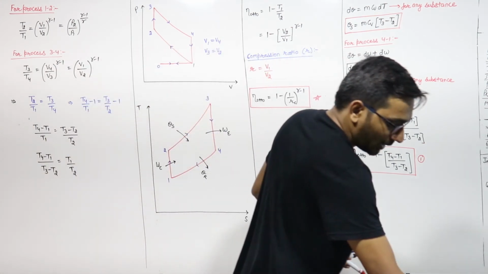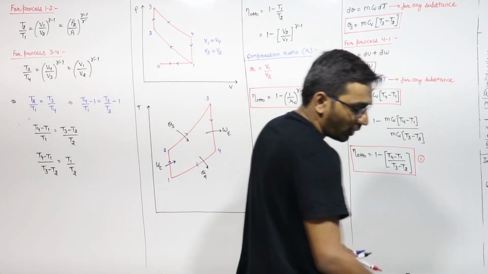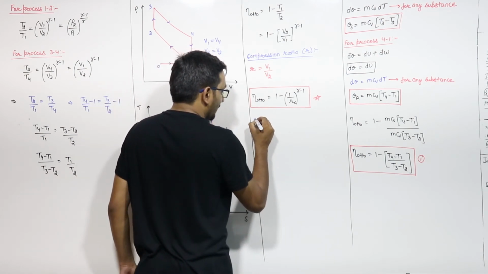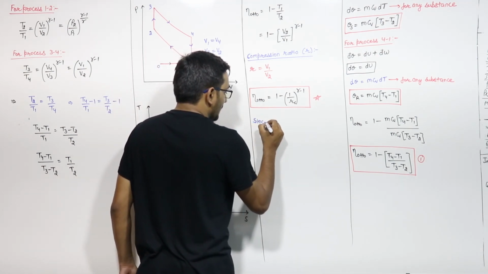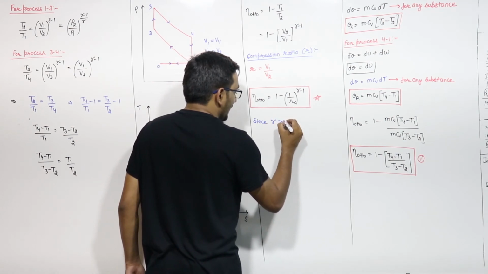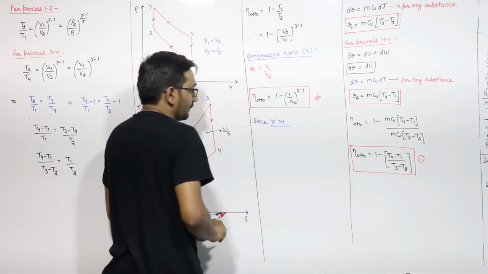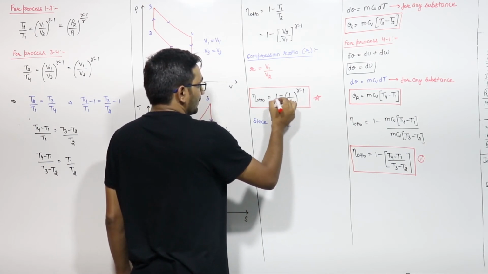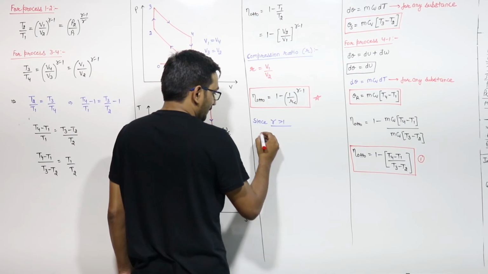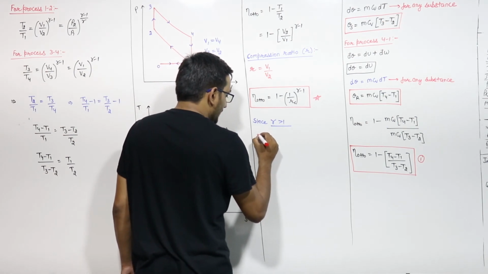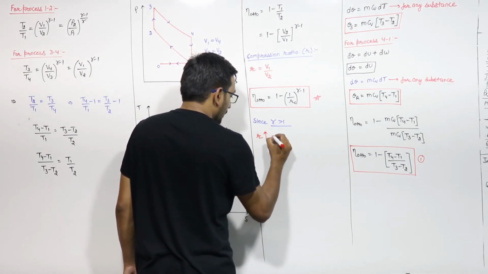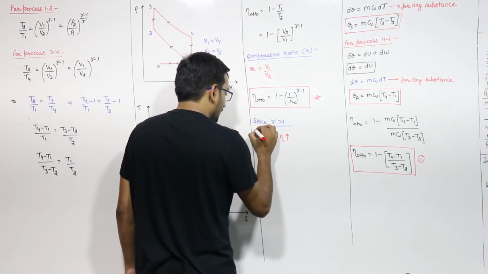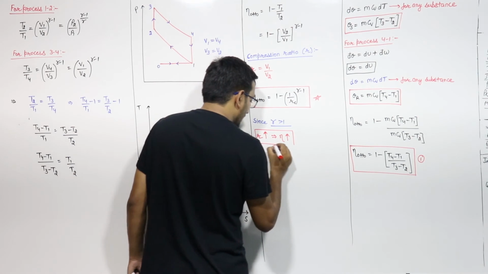Now from here you can see that since gamma is greater than 1, as you increase this r, the efficiency will increase. So with an increase in the compression ratio, the efficiency of the Otto cycle will increase.